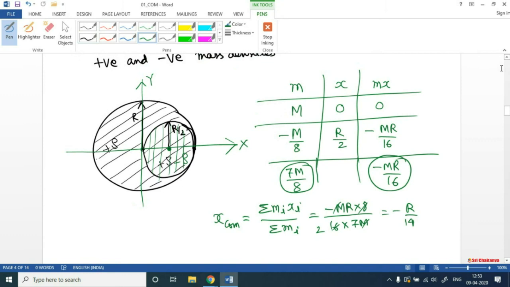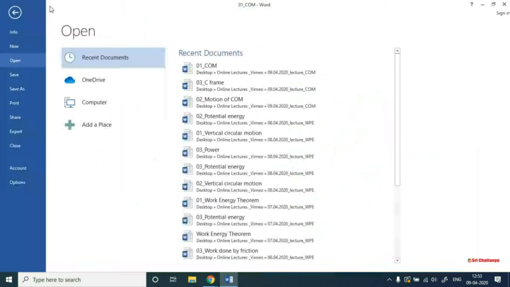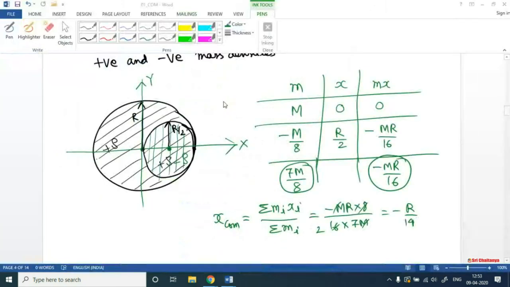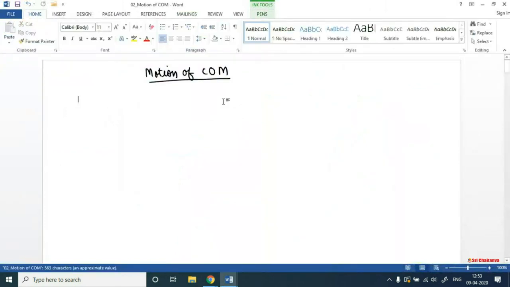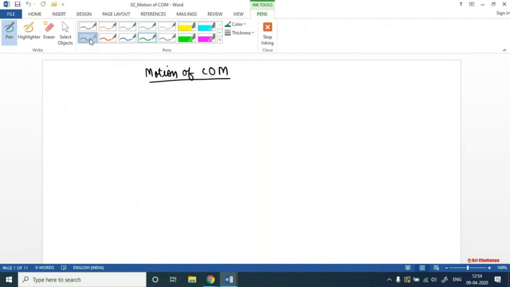Okay, so now let's move on to the discussion of motion of center of mass. So we have already found out the formula for the position of center of mass, and using the same formula we can differentiate it on both sides in order to get the formula for velocity of center of mass.